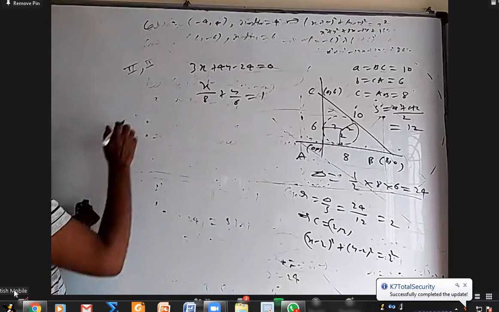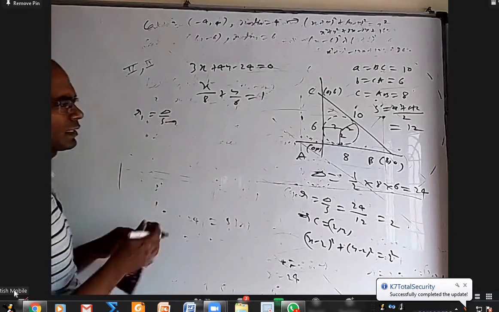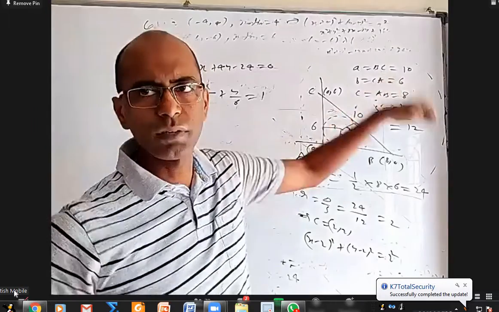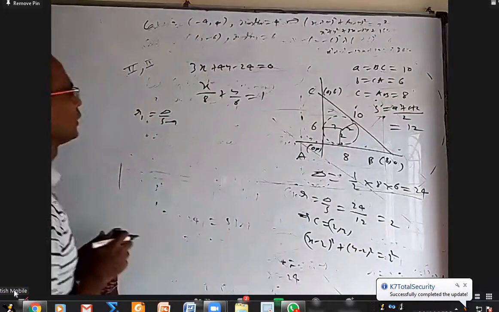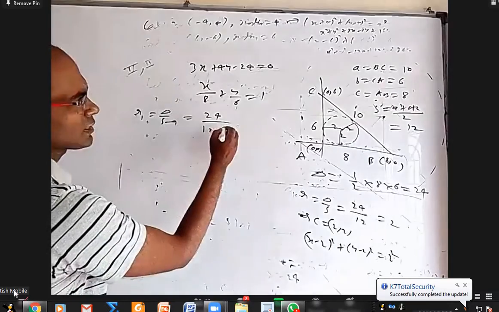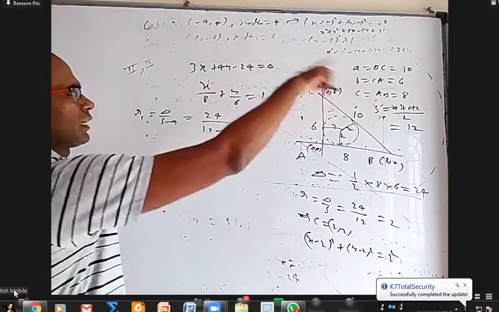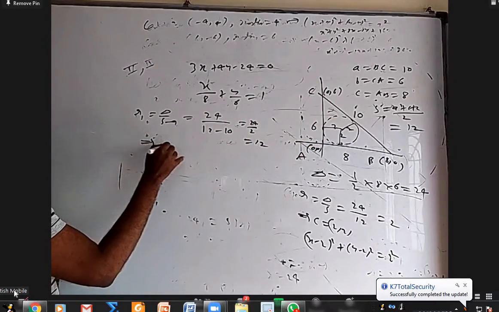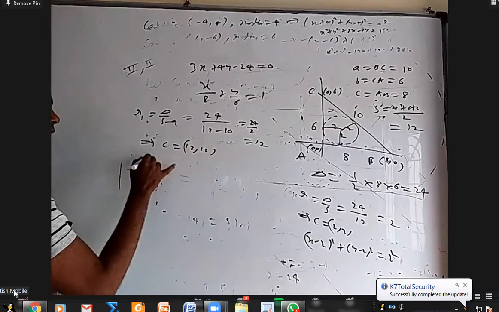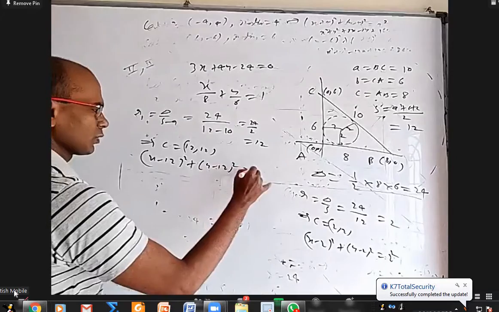Okay, next I want to find r1. r1 is delta by s minus a. The excircle opposite to A will also be in the first quadrant only. And that is 24 by (12 minus a, which is 10), so 24 by 2, which is 12. If radius is 12, center is 12 comma 12. You get (x minus 12) whole square plus (y minus 12) whole square equal to 12 square.